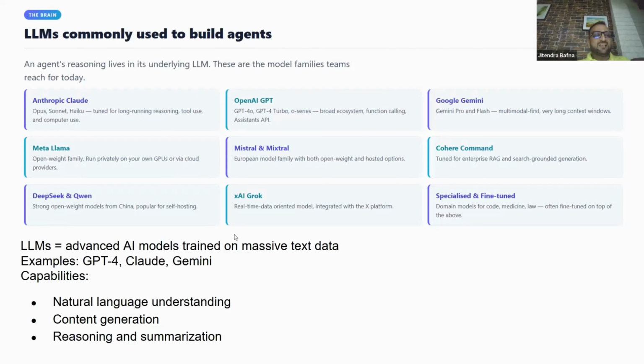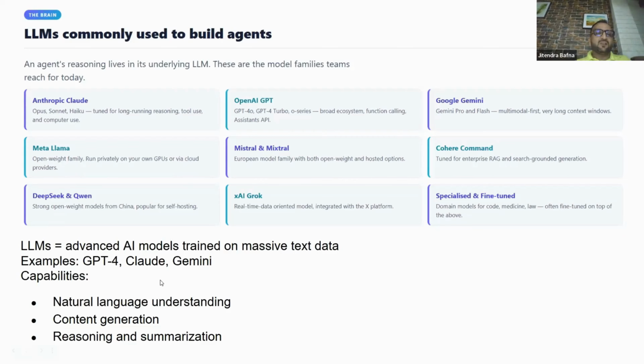So, a large language model is nothing but an advanced AI model which is trained on a massive amount of data, billions of parameters. I heard there are a lot of models which have been trained on 16 billion parameters. Like, you can think about 16 billion parameters, right? Then we have certain examples: GPT-4, Claude, Gemini. All these are examples of large language models, OpenAI GPTs and everything.